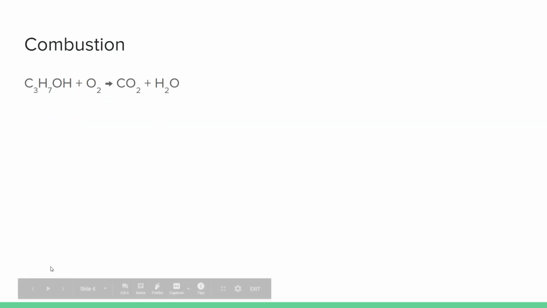The main idea with combustion of our alcohols is that we have a hydrocarbon compound, in this case with an extra oxygen. We combine it with oxygen, and then we make carbon dioxide and H2O. And this will be just like with the alkanes. If we have complete combustion, it's going to make carbon dioxide and H2O. And if it doesn't have complete combustion, then we'll make carbon monoxide and H2O.